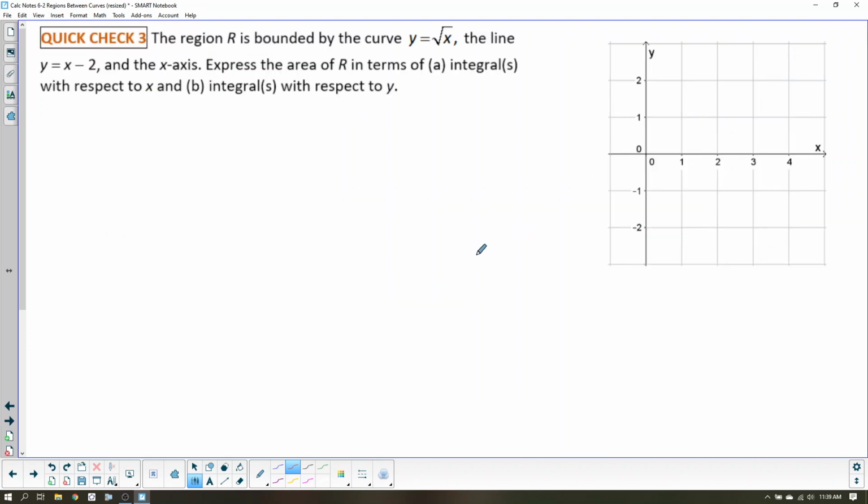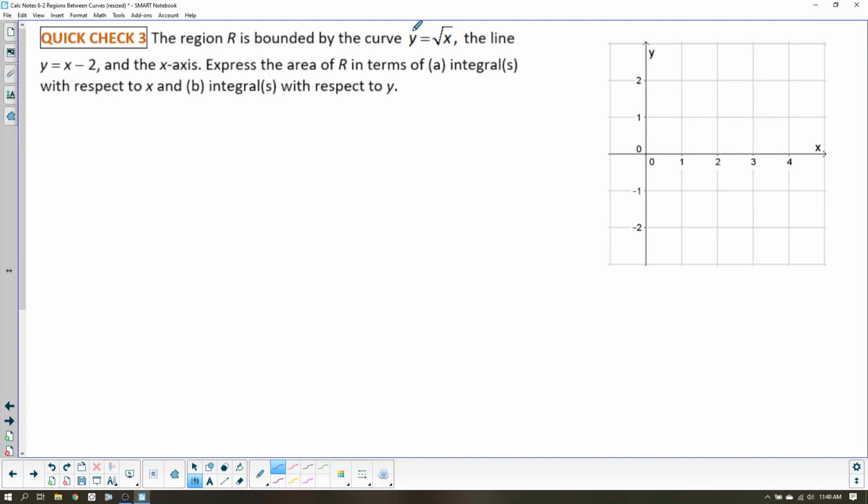All right, let's do another quick check. So the quick checks in this section are particularly good, I think. This is a nice one because it forces us to draw the graphs ourselves. So we have to construct the region bounded by square root of x, the line y equal x minus 2, and the x-axis. And then we're going to express the area in two different ways. We're not actually going to find it on this one. We're just going to express it in two ways.